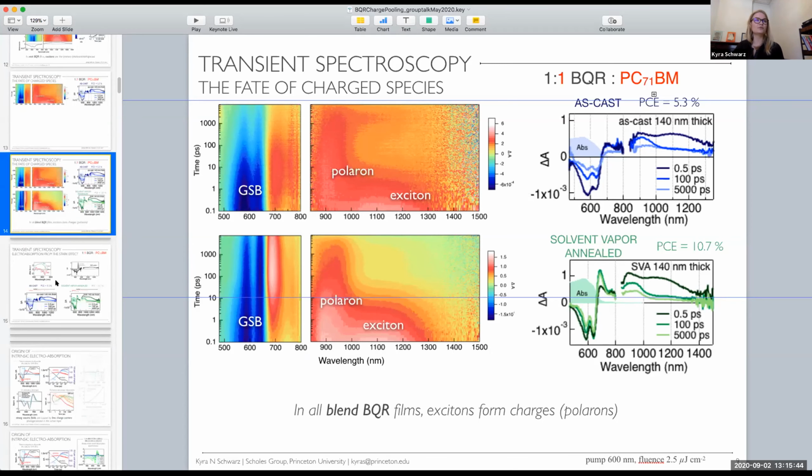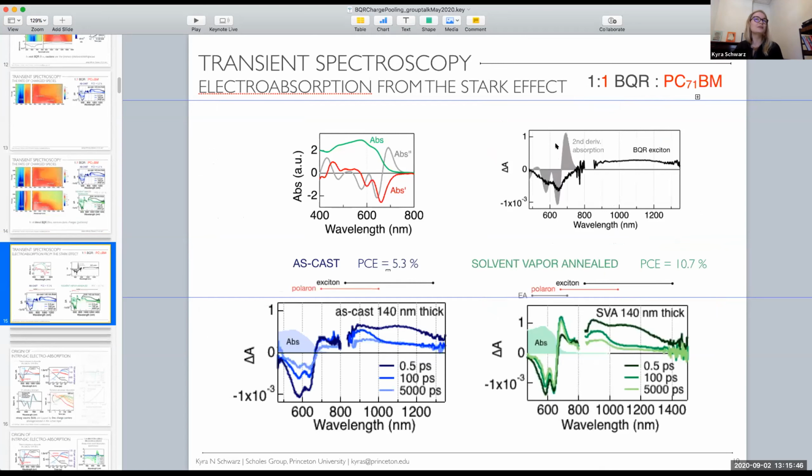These sharp, derivative-type signals reminded us of the Stark effect that I just mentioned. Here I've overlaid the second derivative of our absorption spectra, with the BQI exciton we know is in here as well. There are a few species overlapping. If you look at the line shape, it's overlapping with other stuff for sure, but it really looks similar to what's going on. So we believe we have an exciton, a polaron, and then this electroabsorption signal all up in here as well.